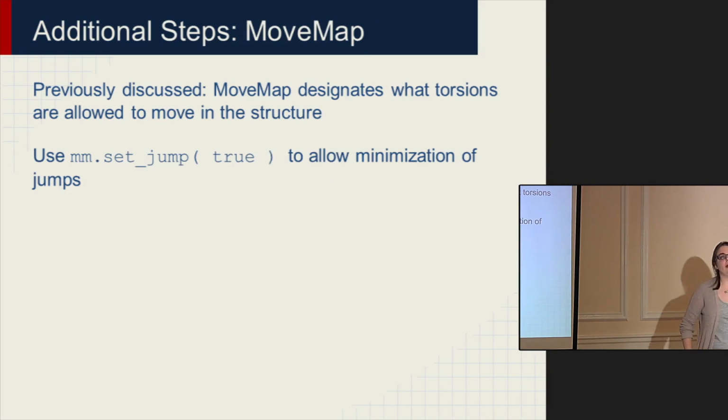And then the other thing to know about is we talked about the move map yesterday a little bit. That's what tells the minimizer what parts of the structure can change. So when you're working with the fold tree, you want to set jump to true, so you can also minimize over the jumps when you're working with the minimizer.